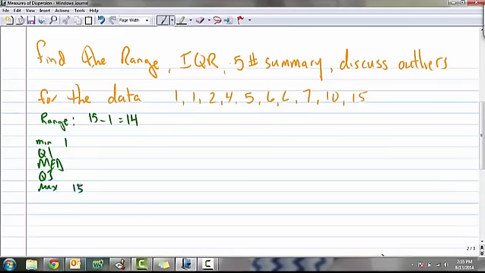2 of 5 numbers are done, so we start crossing things off. Remember, these need to be in order to find the median value. So our median would be, add these together, divide by 2. Our median is 5.5. Right there.